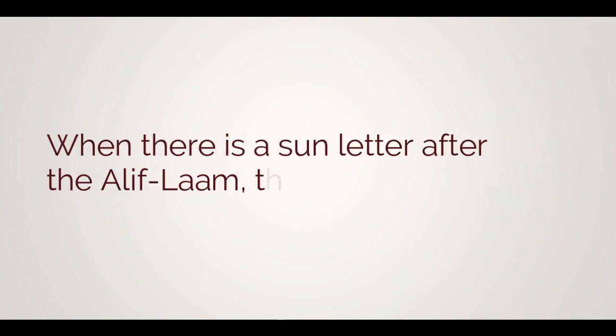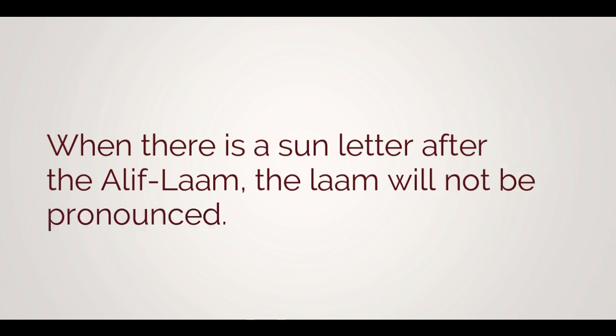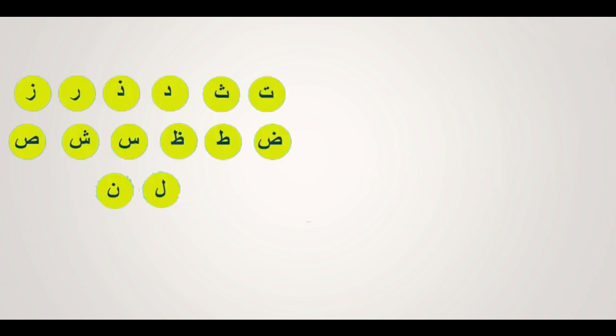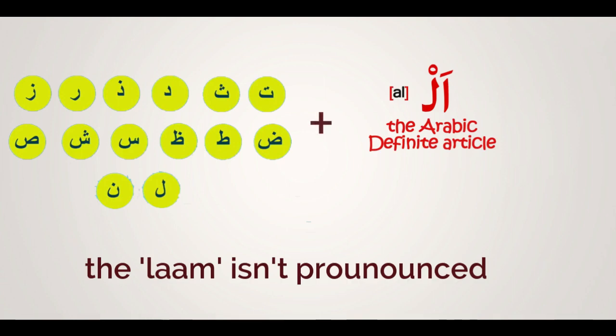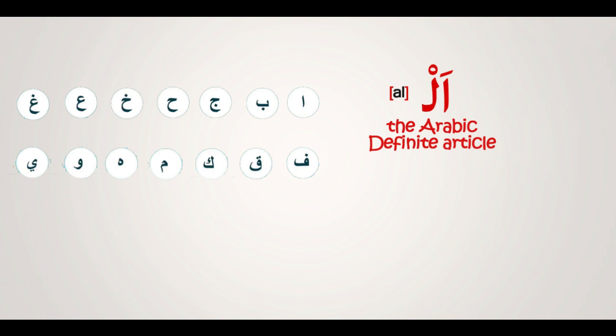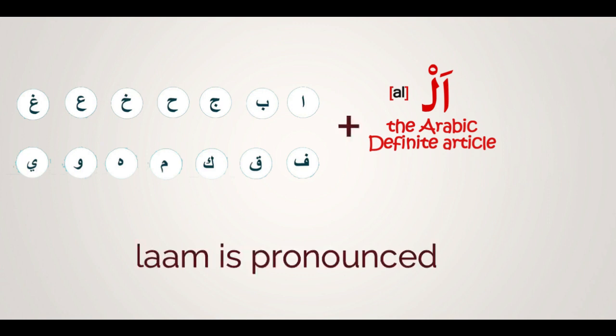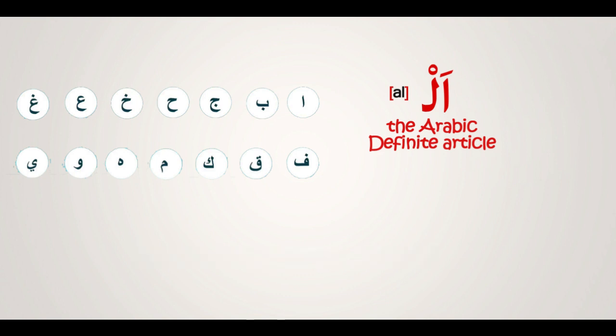Whenever you have a sun letter after the alif lam, you do not pronounce the lam. You directly connect the hamza with that sun letter. And when you have a moon letter after the alif lam, you must pronounce the lam. Okay, let's look at some examples to understand this concept.